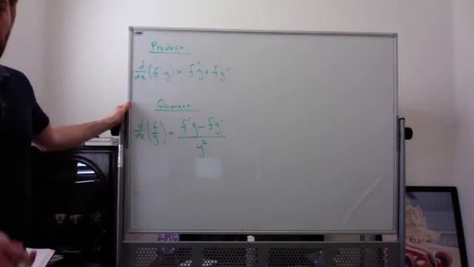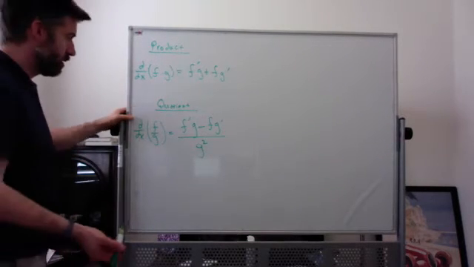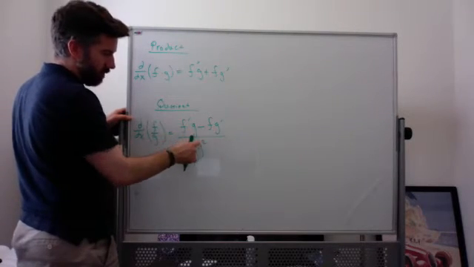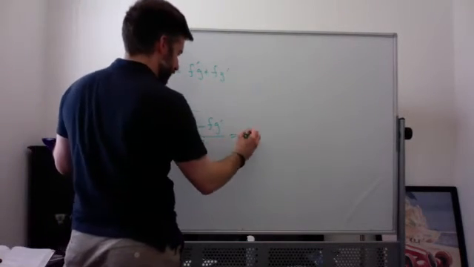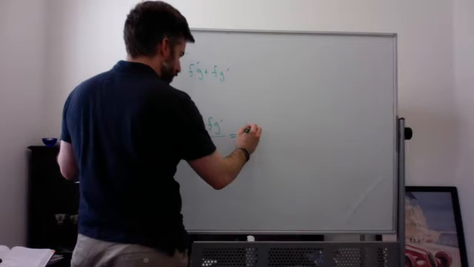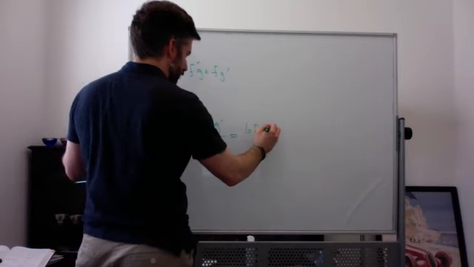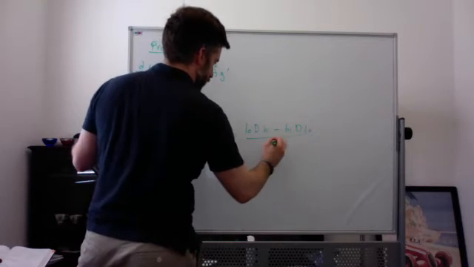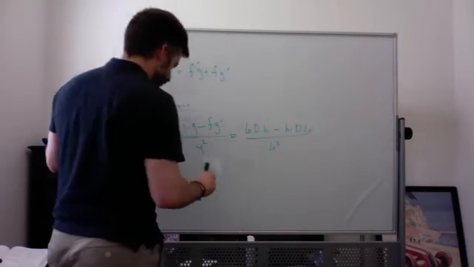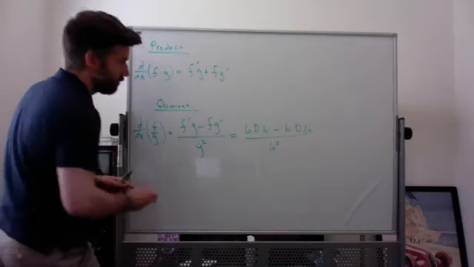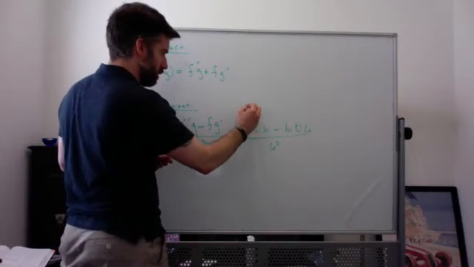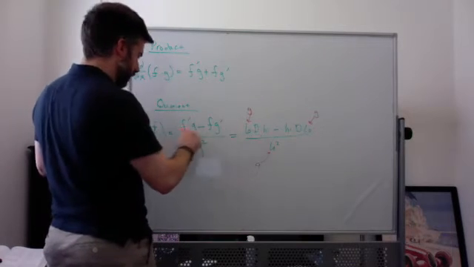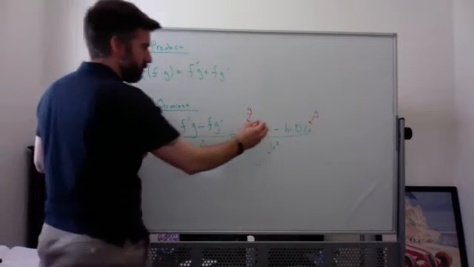Some people use a mnemonic device to remember this. They say low d high minus high d low over low squared. So you can say low d high minus high d low all over low squared, where the low is the g, and the high function is the f. Low, high.